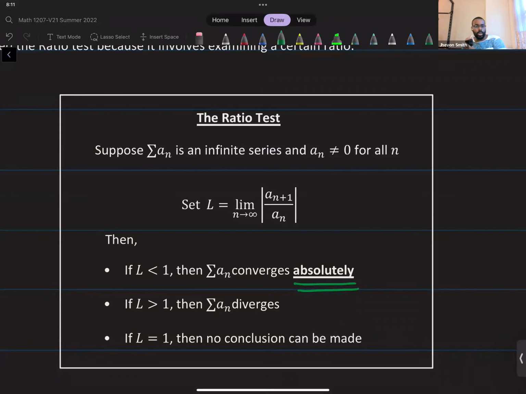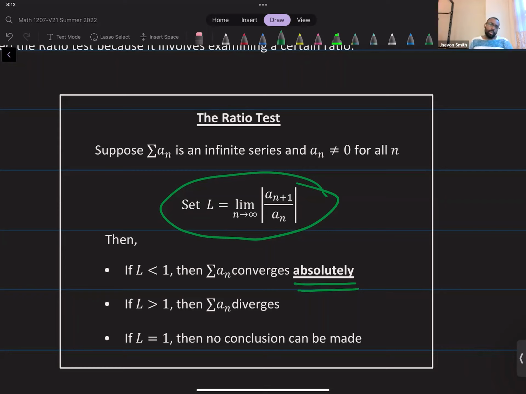And the test is the following. You will set up this limit. You go to the expression for the sequence that you're summing and replace all n's with n plus 1. Then you divide that by the original expression, put absolute values around this, and take a limit. Because you're putting absolute values around it, you're only looking at magnitudes. So you take the limit of this as n goes to infinity, and that quantity you call L.